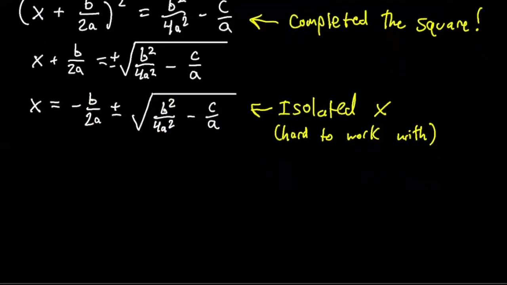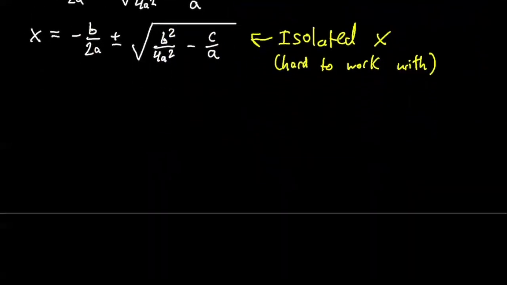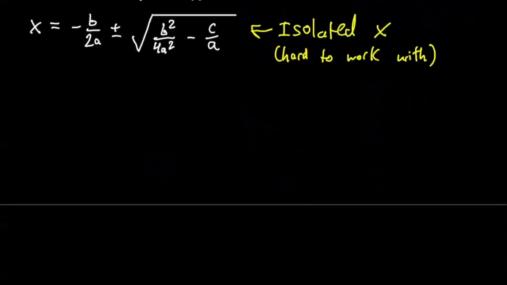So we're going to clean up that right side and make it a little bit easier to work with. We can do that by looking at a few different parts. Let's first examine the inside of our square root. So we have b squared over 4a squared minus c over a.